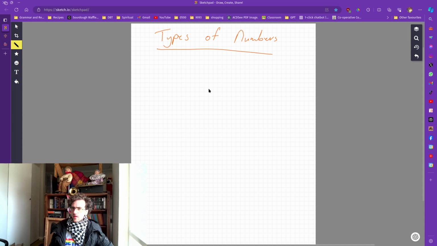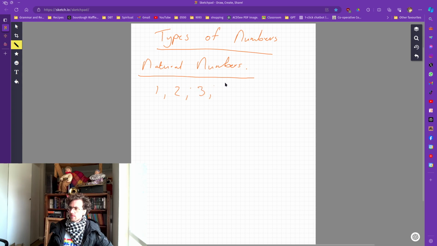Okay, so the first one I'm going to look at is natural numbers. Now a natural number is the number that we count with. So when we count, we don't usually start, okay, there are 0 Smarties in the cup. Now there is 1 Smartie in the cup. We just count 1, 2, 3, 4, 5. Okay, and then it goes on and on and on.